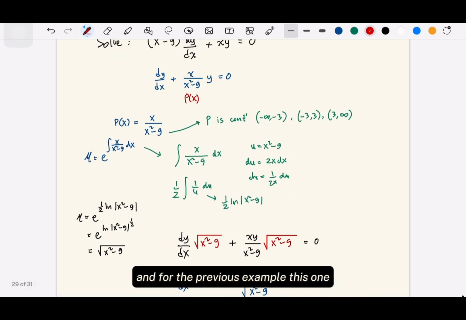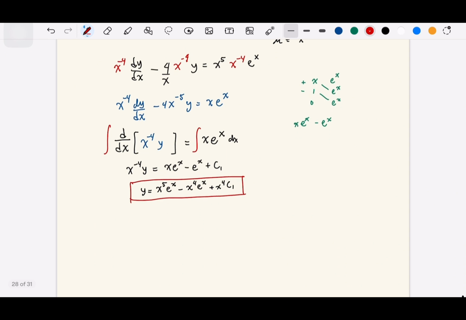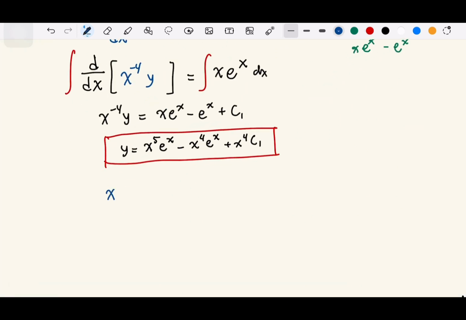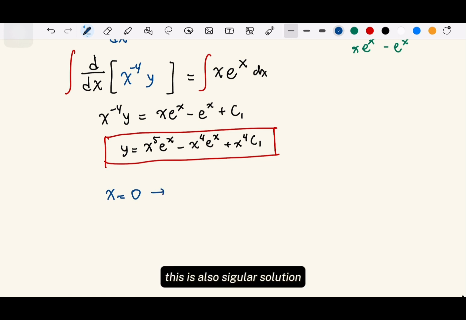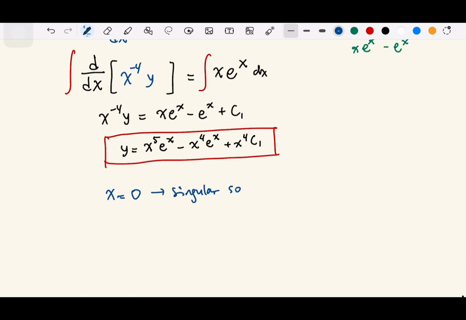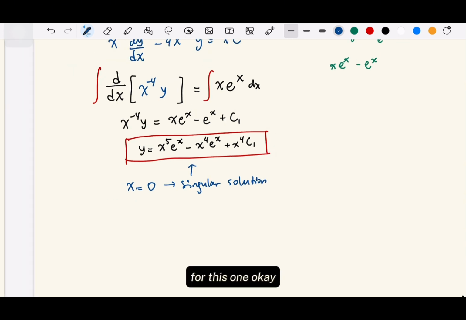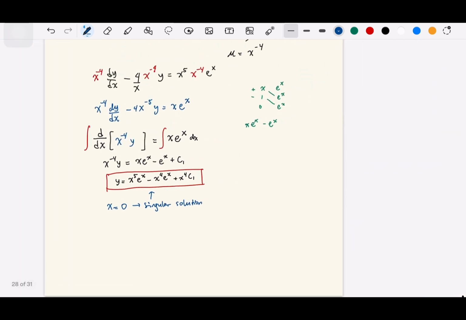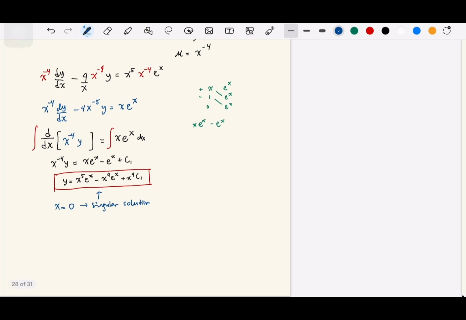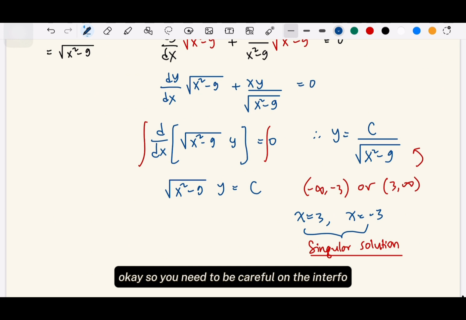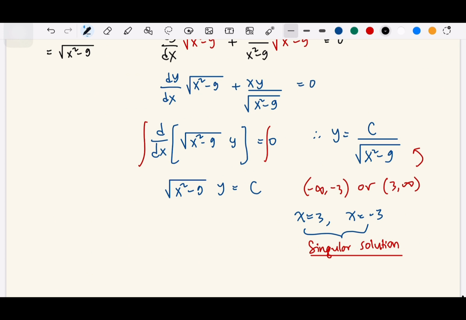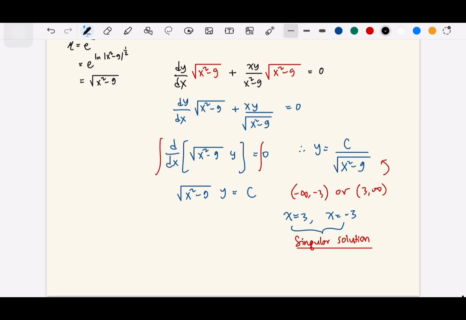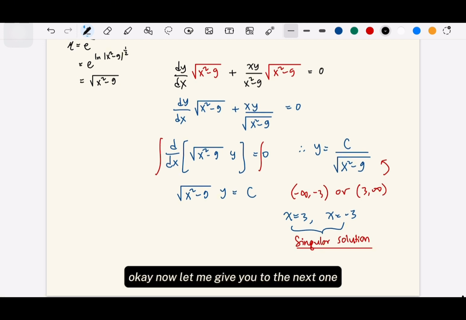And for the previous example, this one, when we have x equal to 0, this is also a singular solution for this one. Okay, so you need to be careful on the interval. Okay, now let me give you the next one.